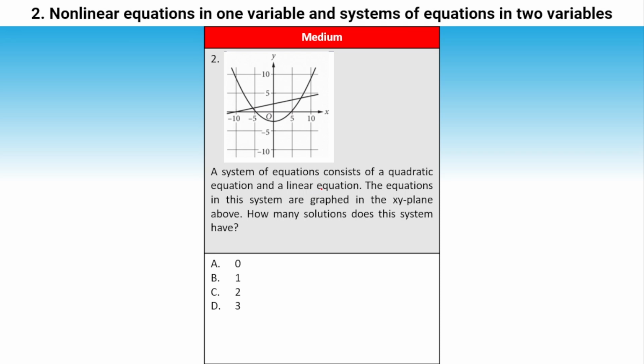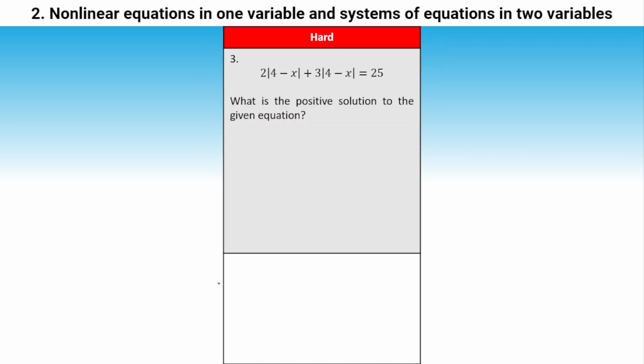A system of equations consists of a quadratic equation and a linear equation. The equations in the system are graphed in the xy plane above. How many solutions does the system have? To find the number of solutions, you have to find the points of intersection. Here is one point of intersection, there is another point of intersection, so the number of solutions is 2. Quite easy, right? So let's move to the next one.